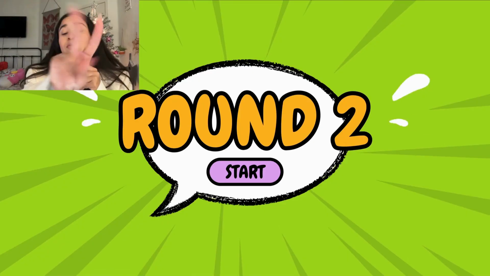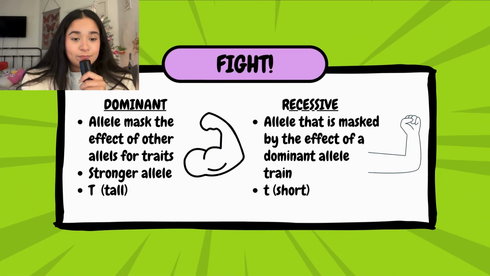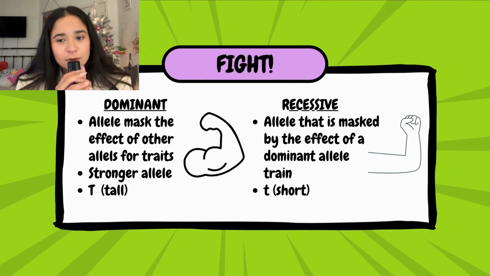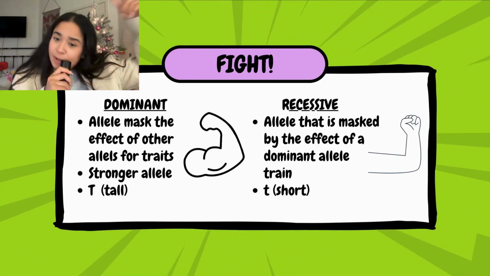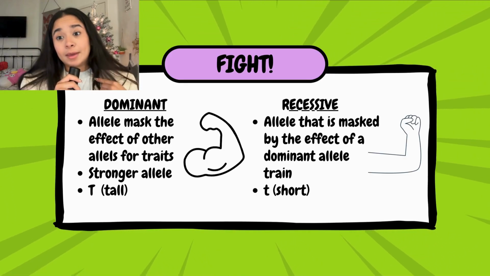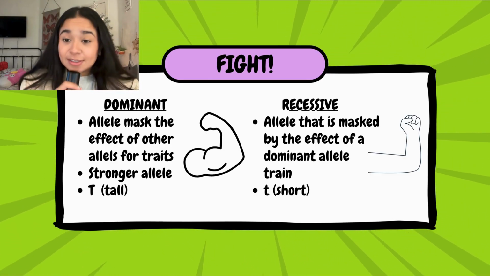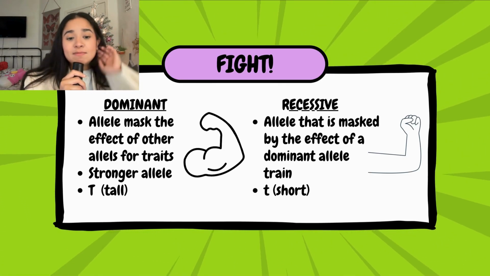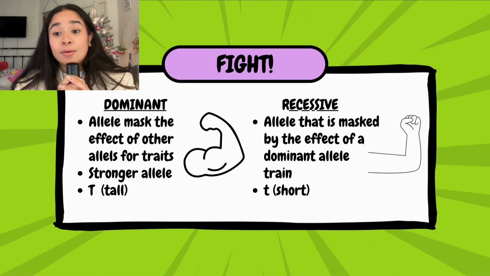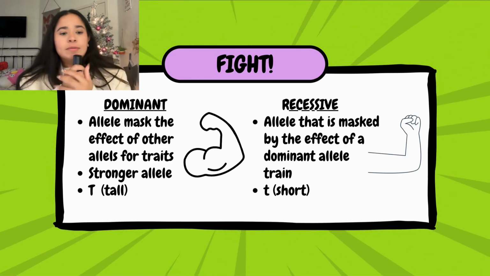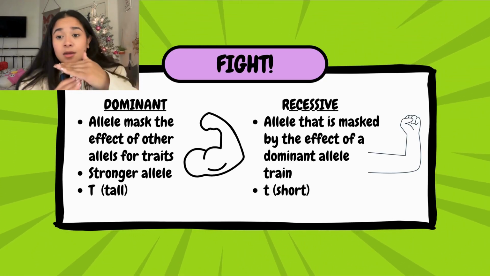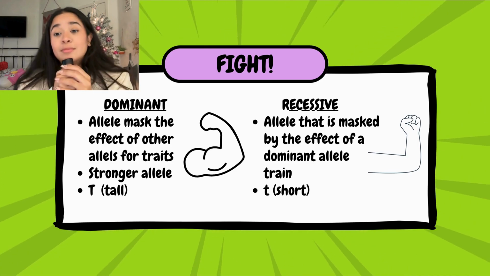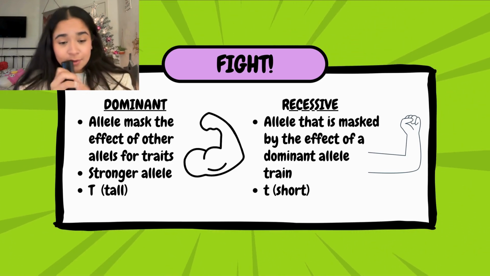Round 2. Let's get it going. Dominant versus recessive. I'm sure you already know what dominant means. The stronger one, the bigger one, the taller one. Not me. I am very much recessive. Why? Because it is masked by the effect of the dominant allele, meaning dominant, stronger. For example, this is T, big T, little t. That's how you can tell dominant and recessive.